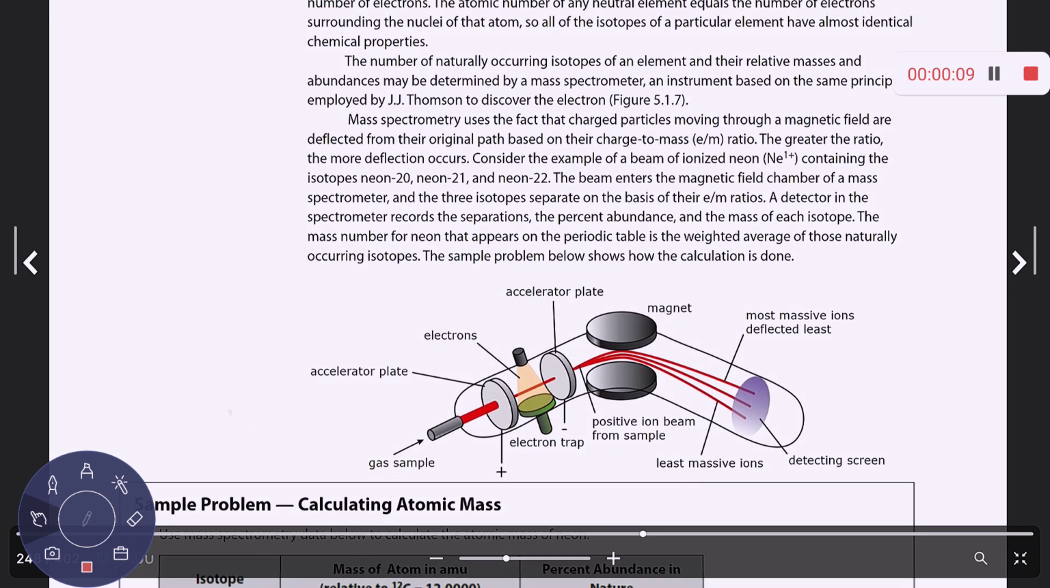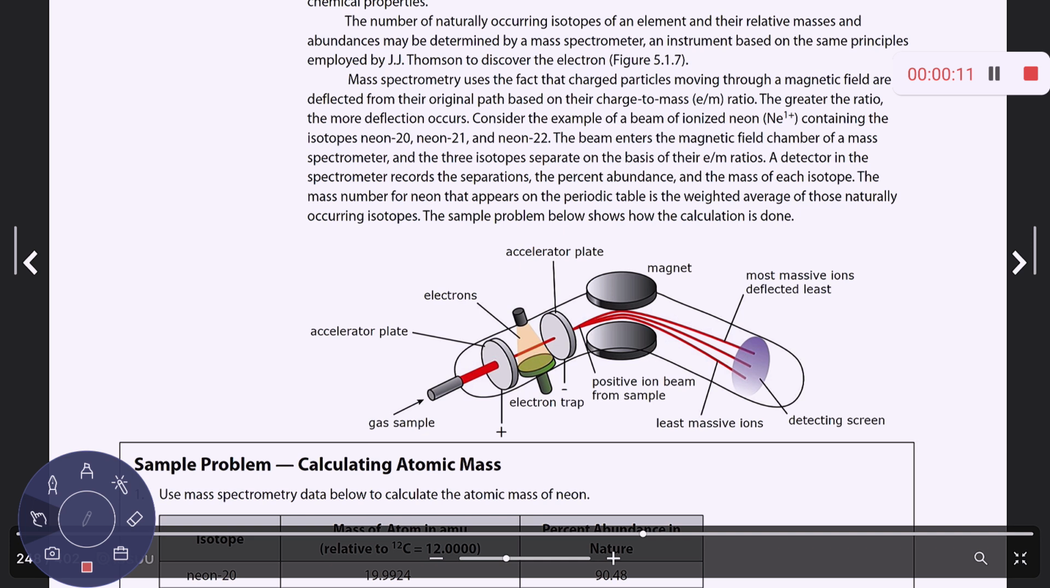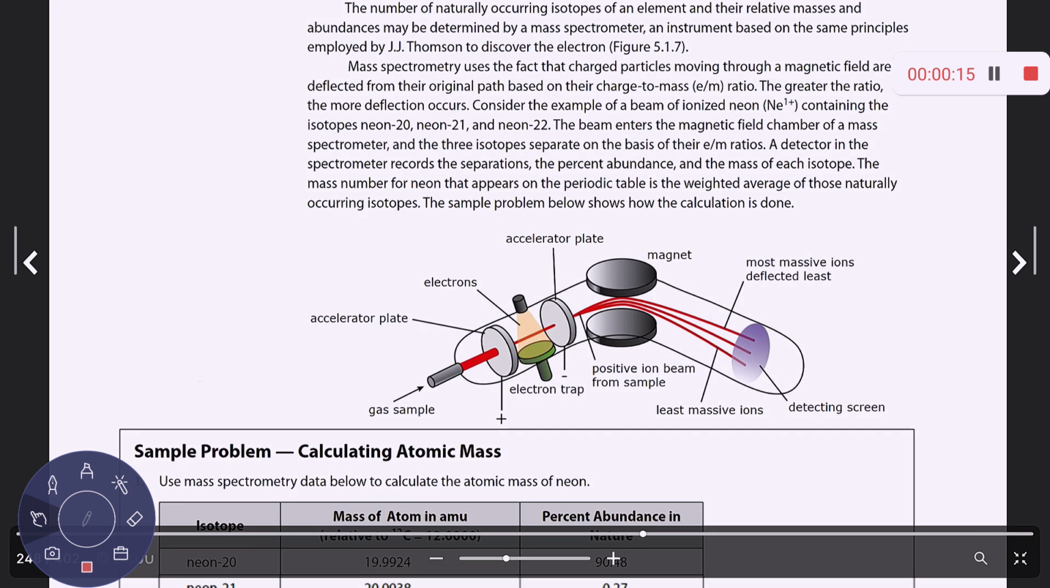In nature, the number of isotopes for a given element and their masses can be determined by using something called a mass spectrometer. This is an instrument that J.J. Thomson used to discover the electron. If you have a charged particle moving through a magnet, it will be deflected by the magnet based upon its charge to mass ratio, and then it will hit this detector on the other side.